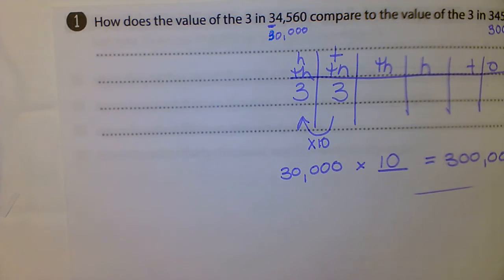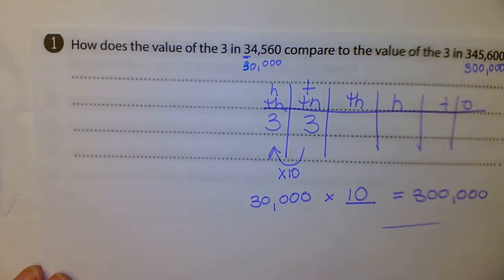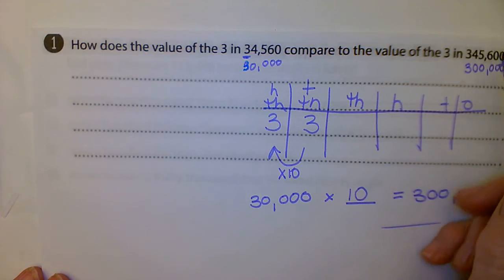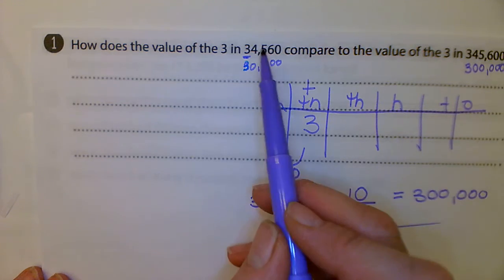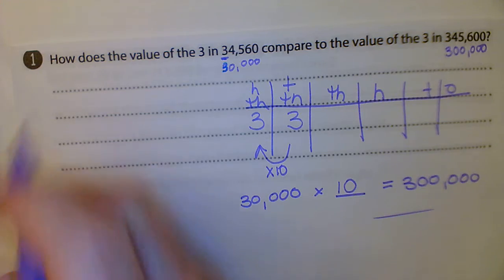And then what you would have to write is you could say that the 3 in this number is 10 times larger or greater or more than the 3 in that number. So I'm going to go ahead and write that.